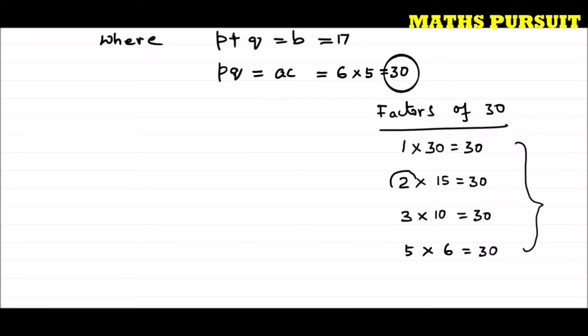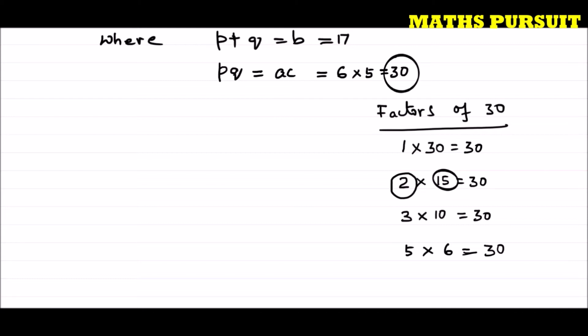But if we add these 2 and 15, we are getting 17, and also the product is 30. So you could see that this is satisfying the condition. Which condition? P plus Q is equal to 17 and PQ is equal to 30. That means we need to consider this one and this one, 2 and 15.